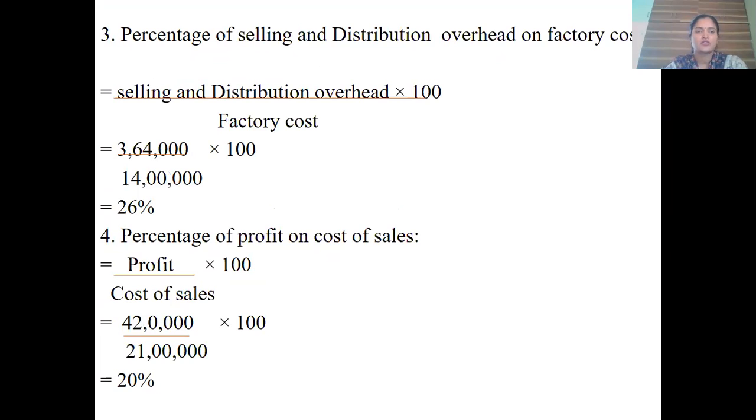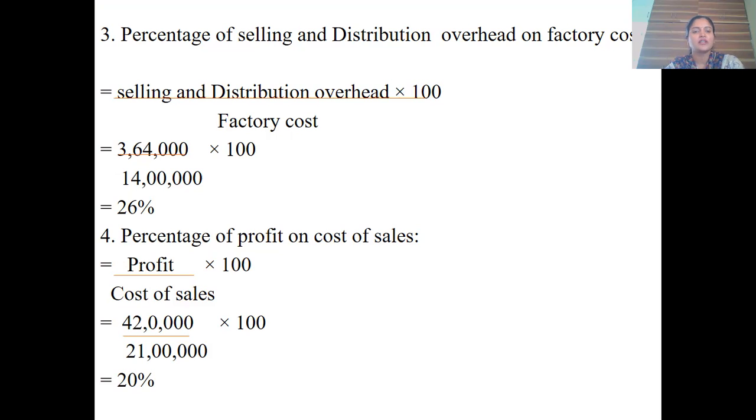Okay, and next, after the administration, we are moving to the selling and distribution. We need to calculate the percentage. Selling and distribution overheads divided by factory cost into 100. Selling and distribution they have already given in the problem, that is 3,64,000. Factory cost we have already calculated, that is 14 lakhs into 100. So how much are you going to get? 26%.